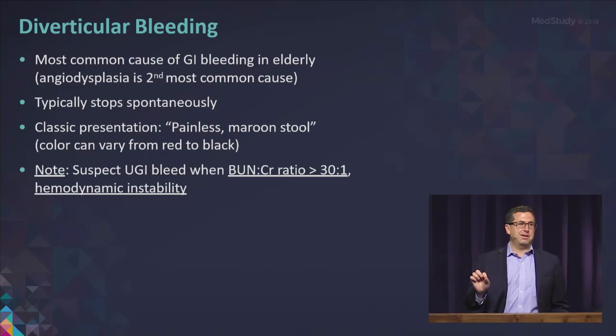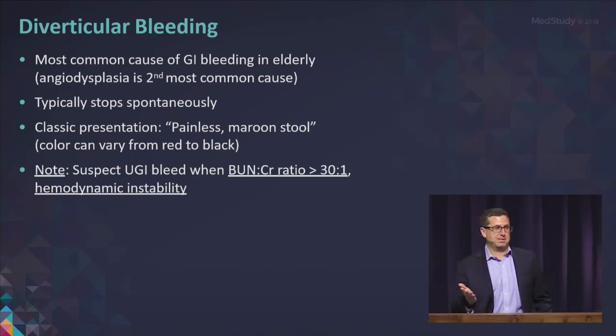Please note, though, that sometimes this could be confused with an upper GI bleed. So if the patient's unstable or the BUN creatinine ratio is greater than 30:1, if you see this on a test, you would want to make sure that there's not an upper GI bleed present.